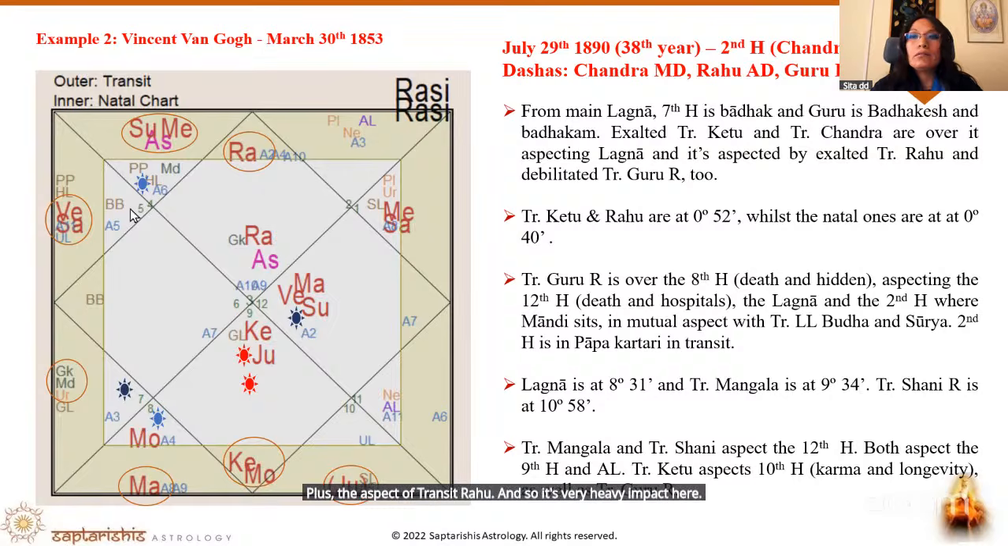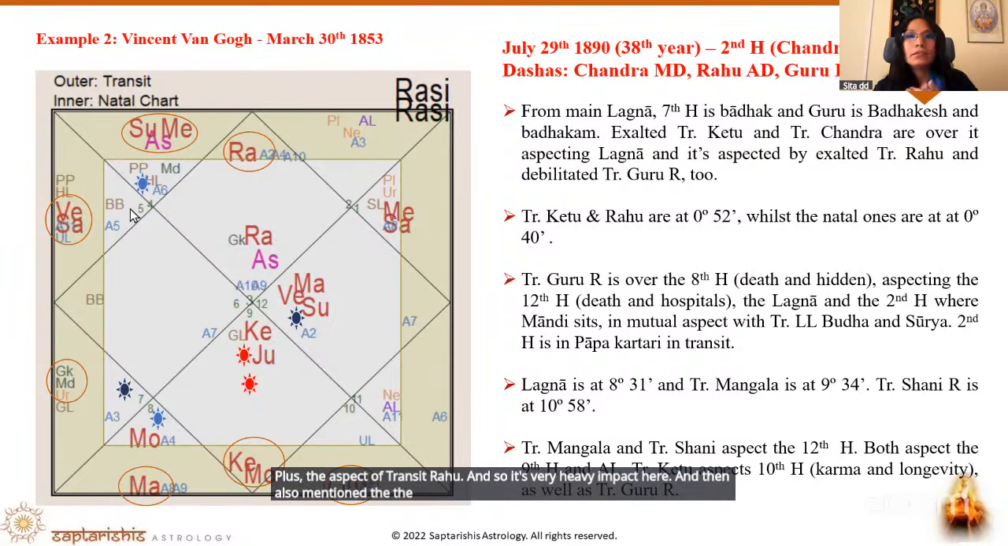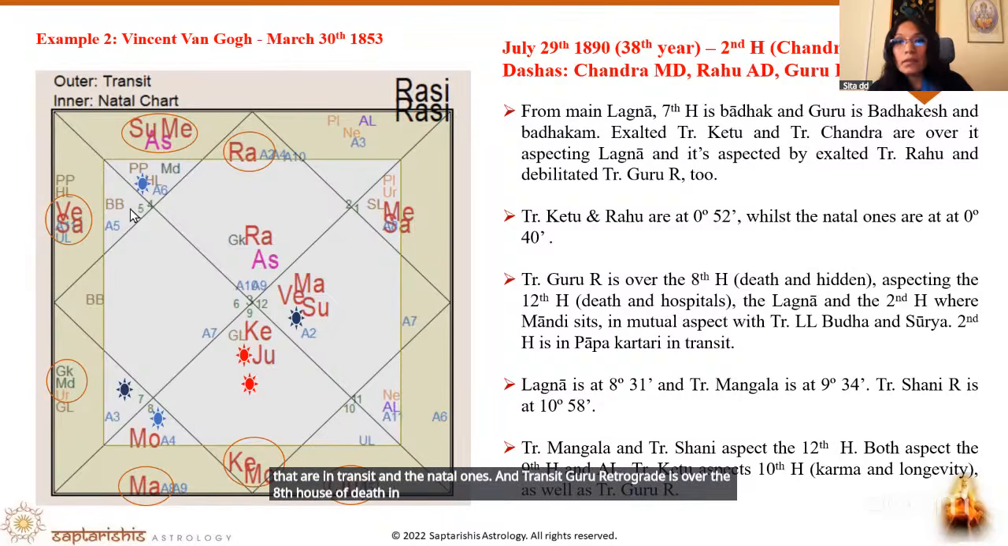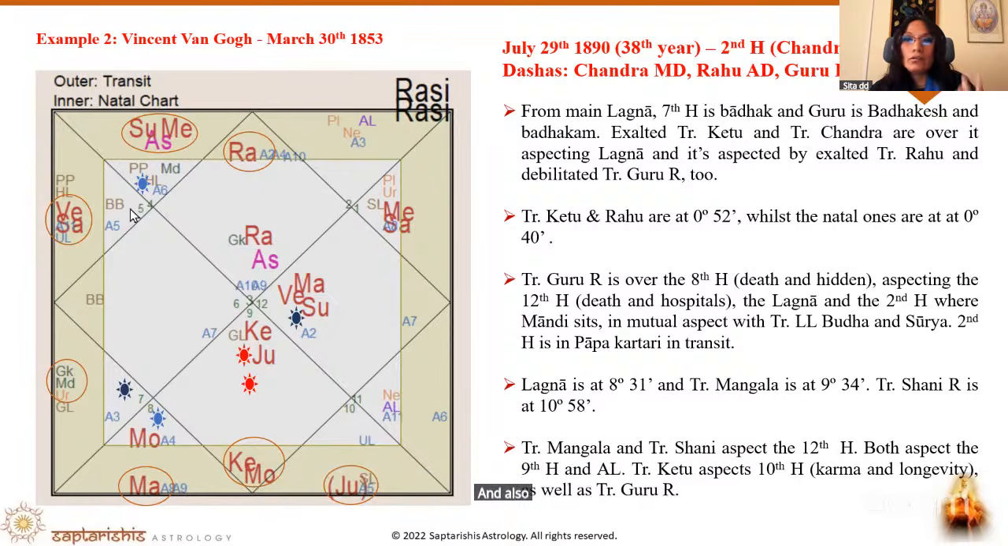And then also mention the degrees that are very close to each other between the Ketu and Rahu in transit and the natal ones. And transit Guru retrograde is over the 8th house of death and hidden, and is aspecting the 12th of death and hospitals. And also the Lagna in the 2nd house, where is Mandi, in mutual aspect with the Lagna Lord in transit and Surya. Mercury Lagna Lord aspected by Patakesh Guru in transit, retrograde.